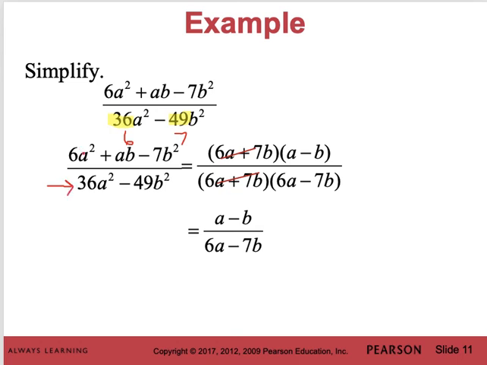And then in the numerator, we're looking at 6a squared plus ab minus b squared. So this is a squared plus 2ab minus b squared, which is the same as saying a plus b, a minus b, and so we can rewrite our expression as 6a plus 7b times a minus b. And what's the same is the 6a plus 7b, and that can cancel out, and we're left with what we see here as our final solution.